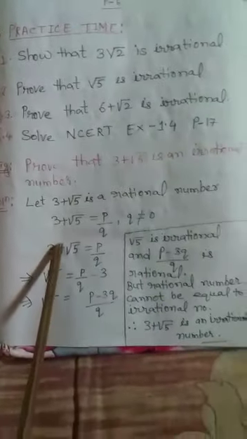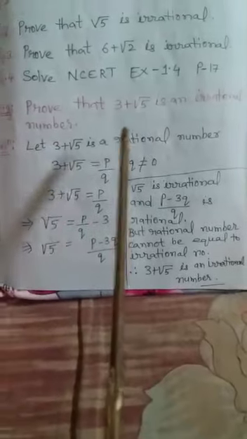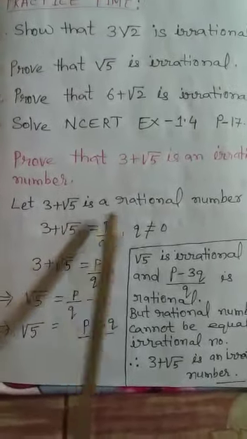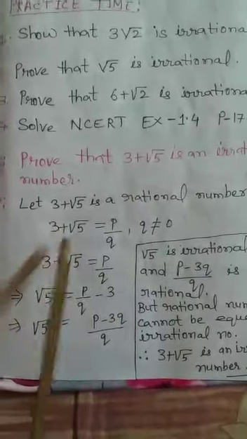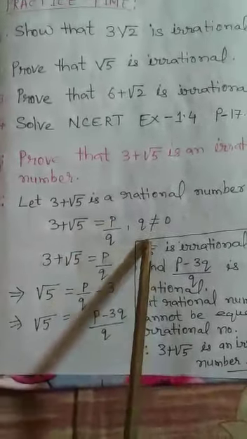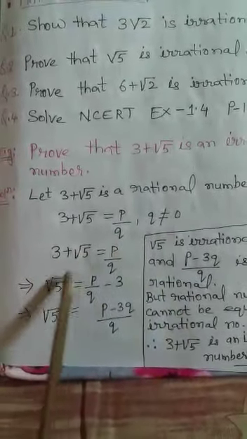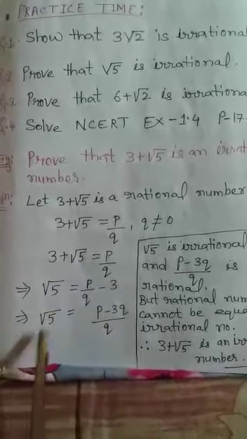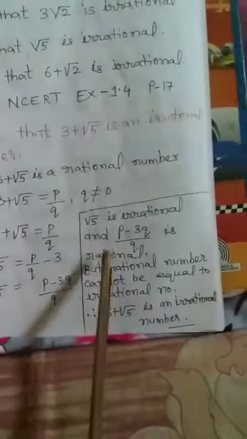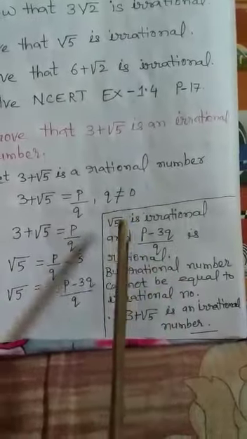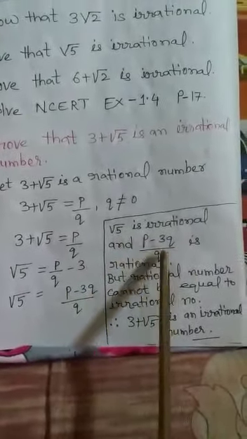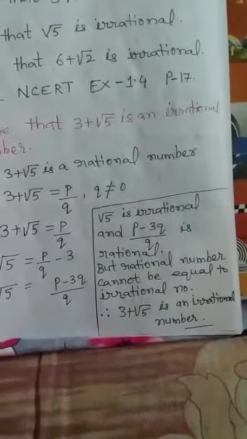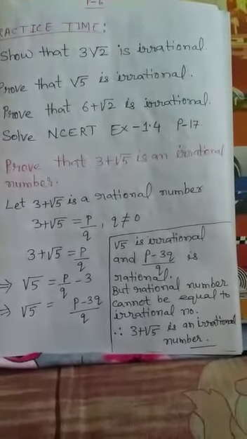That type of questions I have solved here for you as an example. Here we have to show that 3 plus root 5 is an irrational number. For this, what I have done: let 3 plus root 5 be a rational number. This we assume. Now, if it is a rational number, we can write it in the form of p by q, where q not equal to 0. Again, we have root 5 equals p by q minus 3. So, root 5 equals p minus 3q by q. Root 5 is irrational and p minus 3q by q is rational, but this is a contradiction because a rational number cannot be equal to an irrational number. Hence, we can say that 3 plus root 5 is an irrational number.